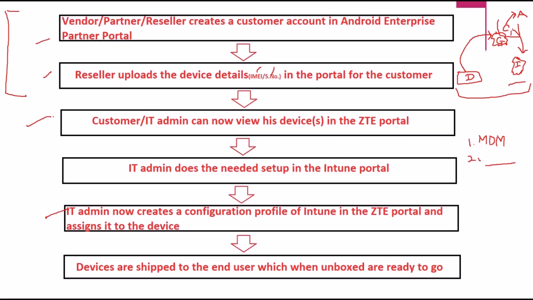The vendor does these two things. The IT admin is able to see the device. All he has to do is create this configuration profile and assign it to this device, right? He can do bulk assignment. He can create a default configuration profile as well, so that whenever any device is added by the reseller, it by default gets a specific configuration profile. And then the devices can be shipped to the end user and they are ready to be unboxed.